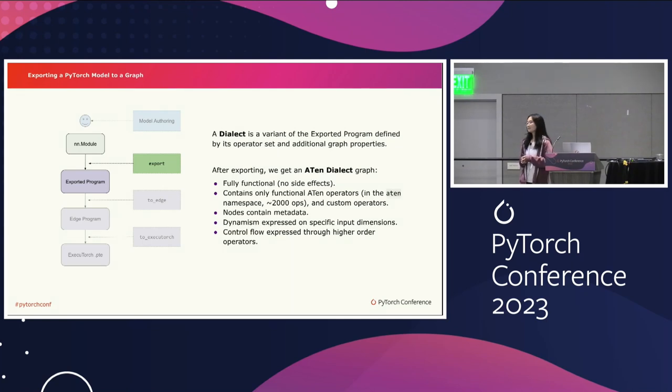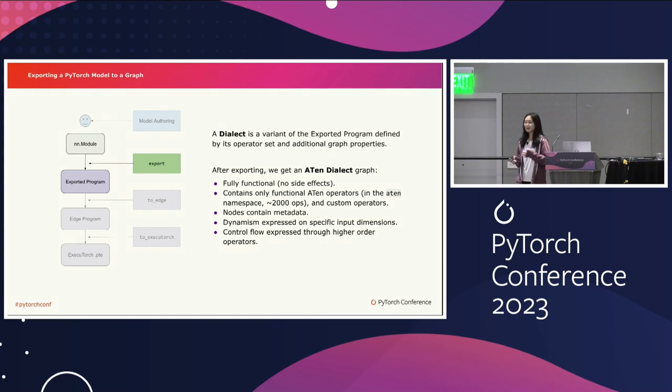The graph that is produced, we'll call it the ATen dialect graph. So by dialect, we're referring to a variant of this exported program, which is defined by its operator set and some additional graph properties. So by ATen, we're referring to that this graph only contains torch.ops.aten operators. And there are also only functional operators, meaning there are no side effects or mutations. And this consists of around 2,000 or so operators.